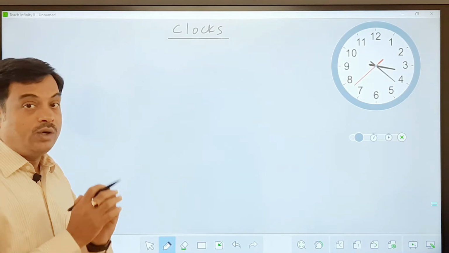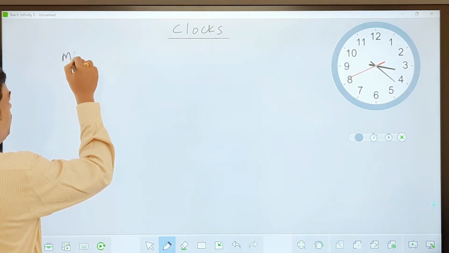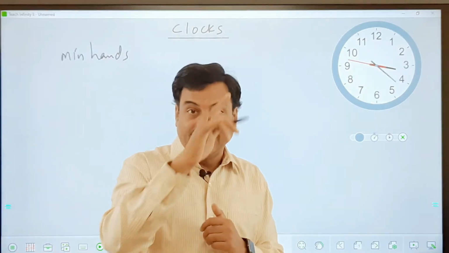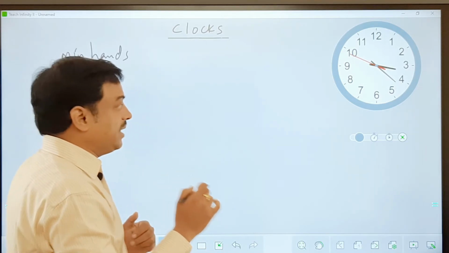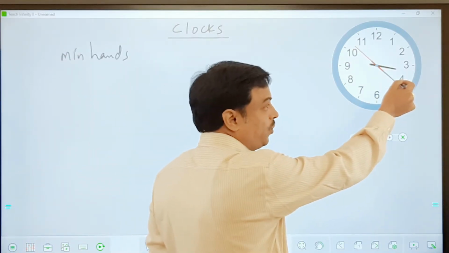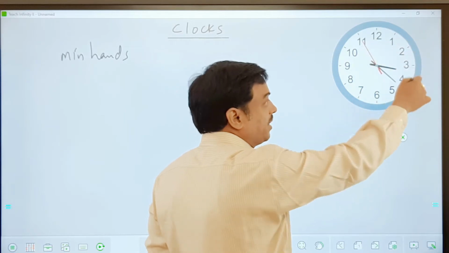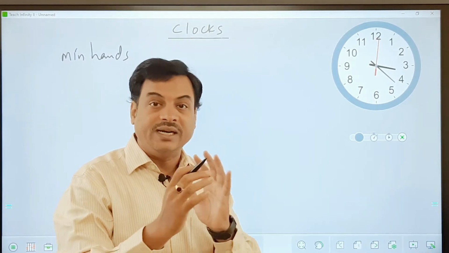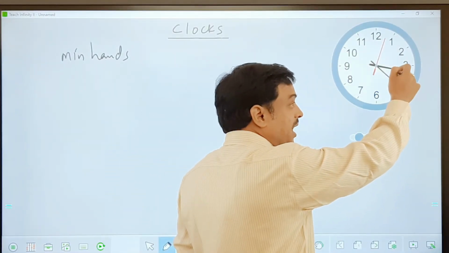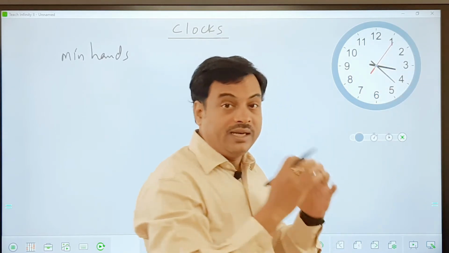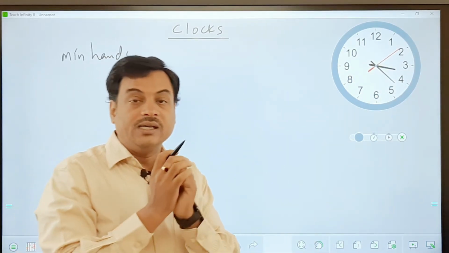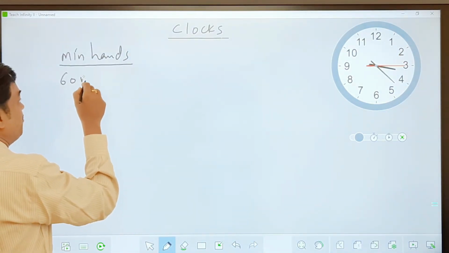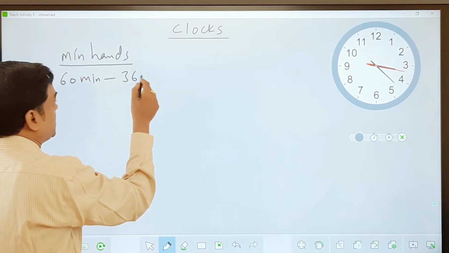Now let us talk about the minutes hand. I am trying to relate the movement of the minutes hand with the angle it is covering. Right now it is pointing at somewhere around 4. Again to point at 4, it will cover 360 degrees. So imagine, visualize what is 360 degrees for a minutes hand. For that, it will take 60 minutes of time. So what I can say about the minutes hand is, in every 60 minutes, it will cover 360 degrees.